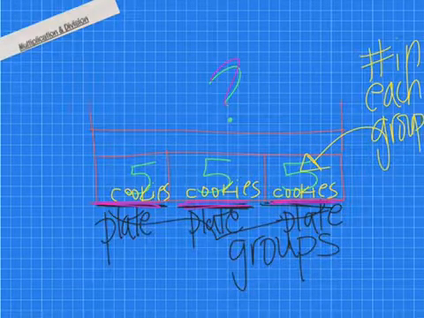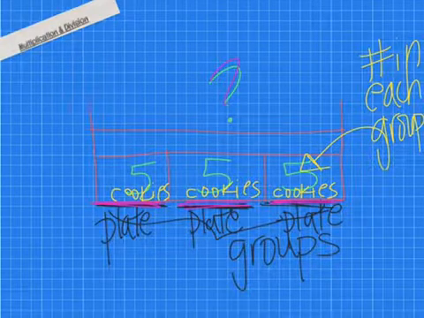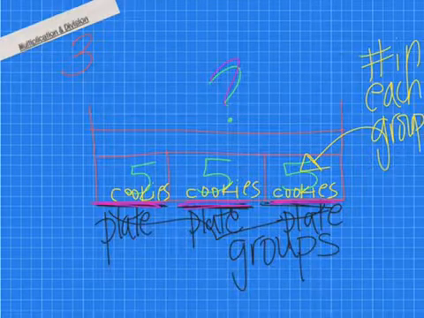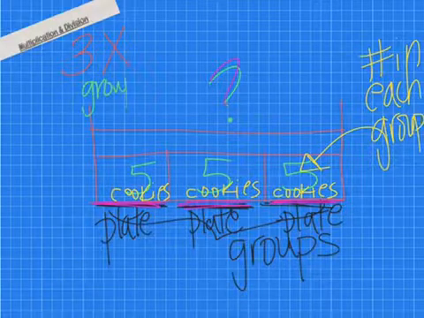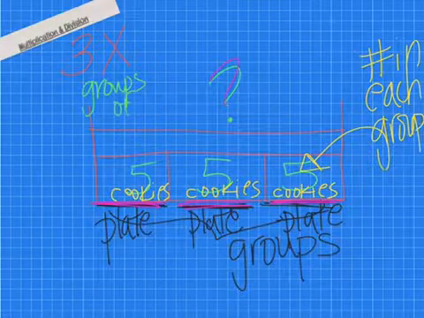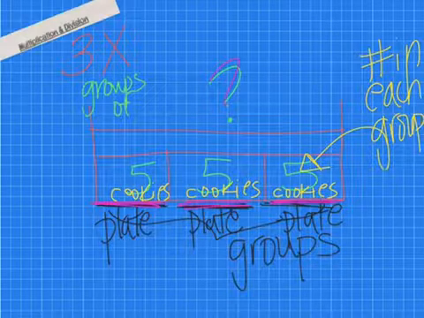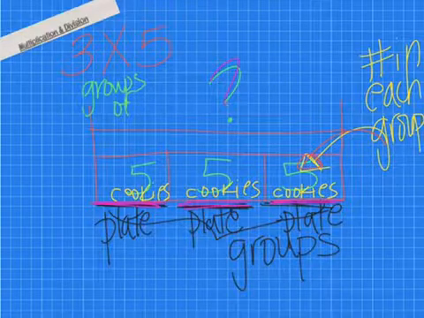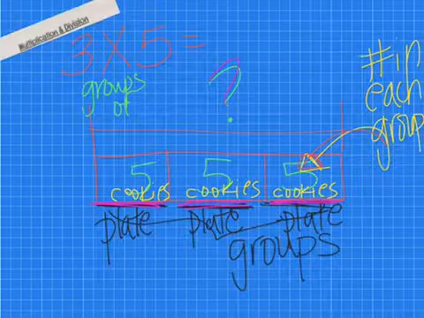Absolutely, you would multiply. You would multiply how many groups you had. You had 3 groups of, remember that multiplication sign means groups of, 3 groups of how many were in each? Well, double check. How many were in each group? 5. You had 3 groups of 5, which means 3 times 5 would give you a product of what, class?